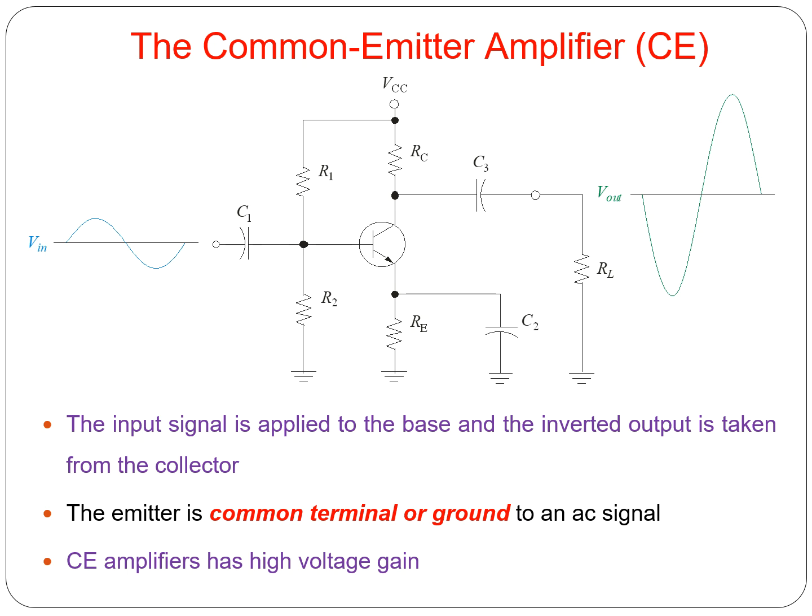Well, it's our common terminal, grounded for AC through a bypass capacitor, making it the reference point for both input and output signals. The result is one of the most widely used amplifier types in electronics, known for its high voltage gain and 180-degree phase inversion. So what you put in comes out bigger and flipped.